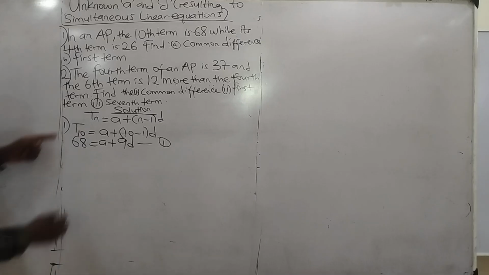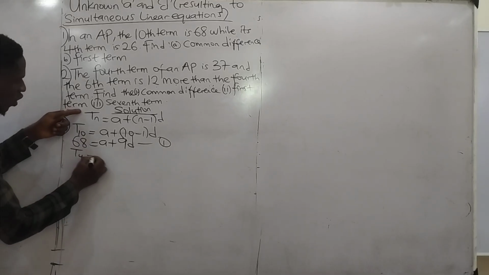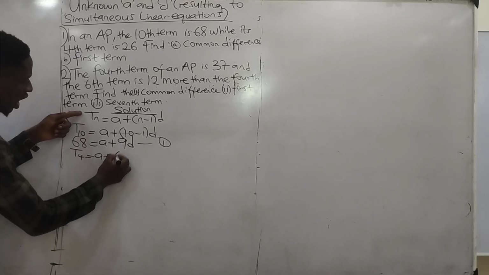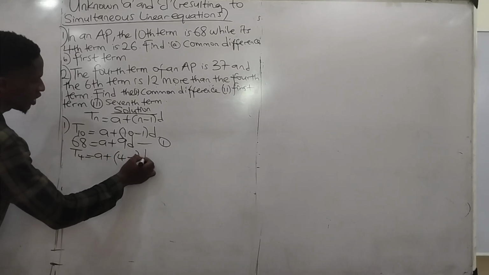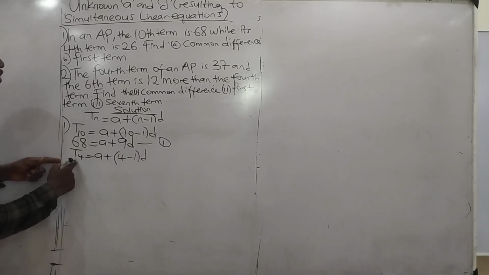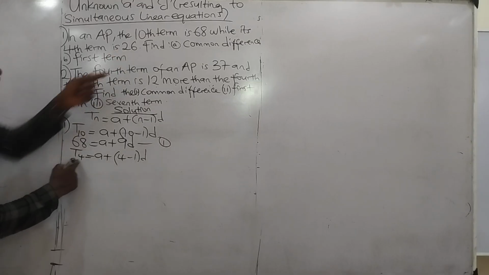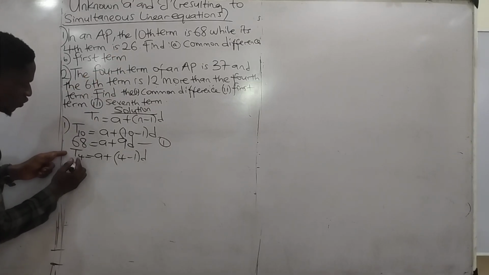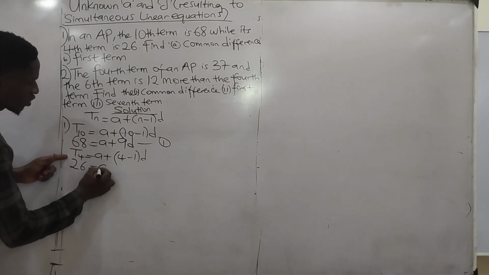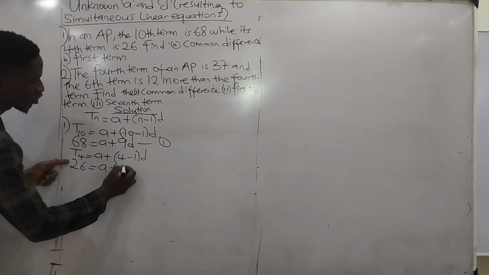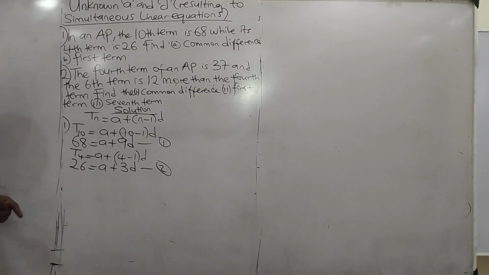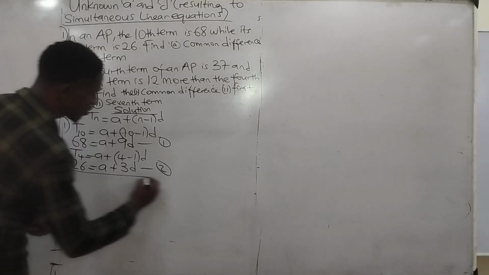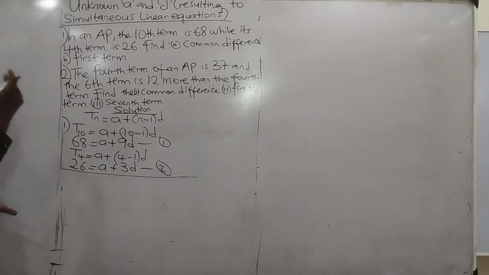Next, the fourth term, T4, is equal to a plus bracket n is 4, so I have 4 minus 1 d. Was the fourth term given to us? It was given to us as 26. So I replace T4 with 26 is equal to a plus 4 minus 1 is 3 times d is 3d, equation 2. I love solving it by bringing the bigger one on top.